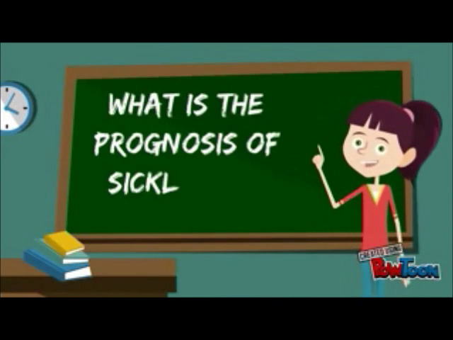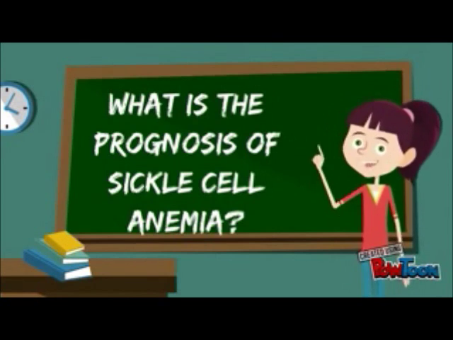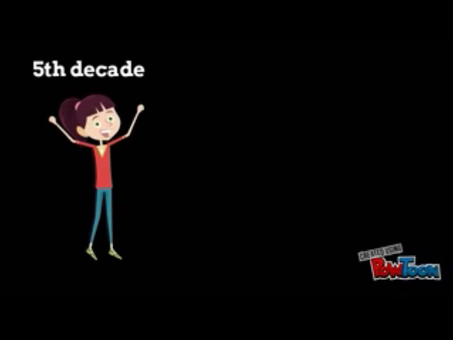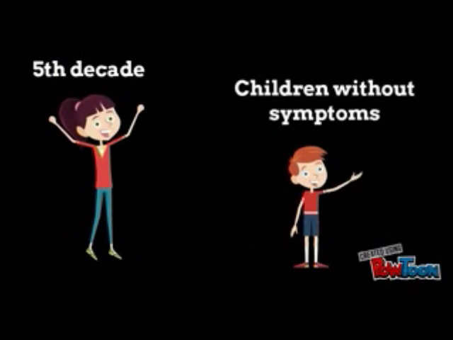So what is the prognosis of sickle cell anemia? Well, it varies, but most patients live into the 5th decade. Most children are without symptoms and participate in normal activities. Sickle cell anemia is a chronic illness with a potentially terminal outcome. Physical and sexual maturation are delayed in adolescence also.